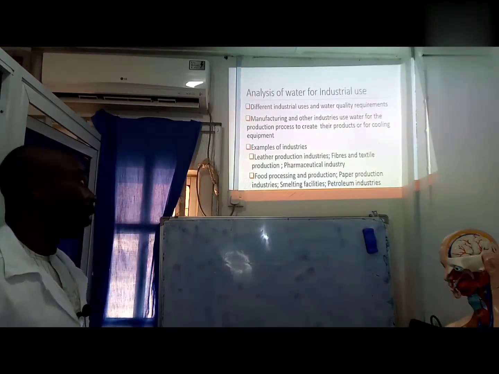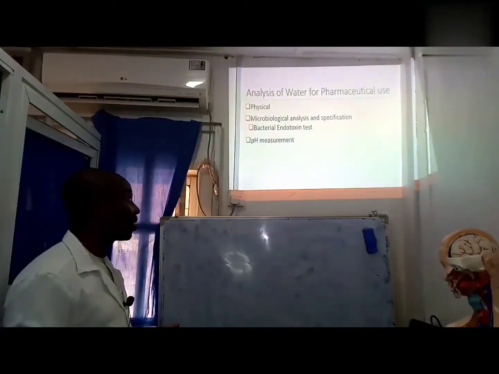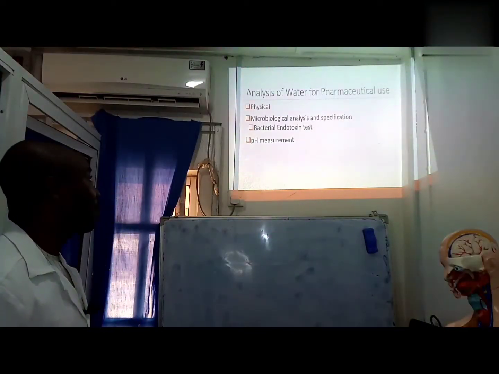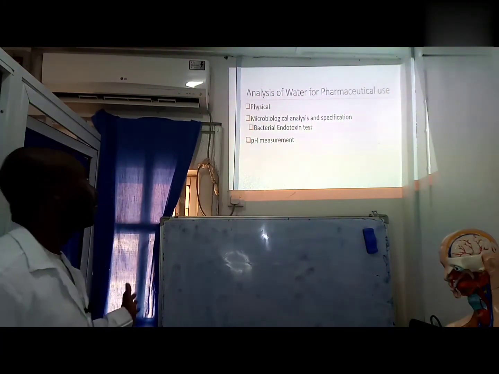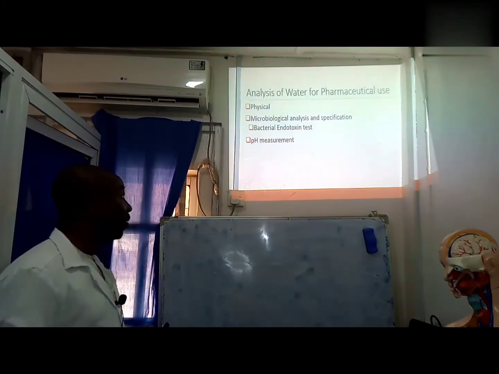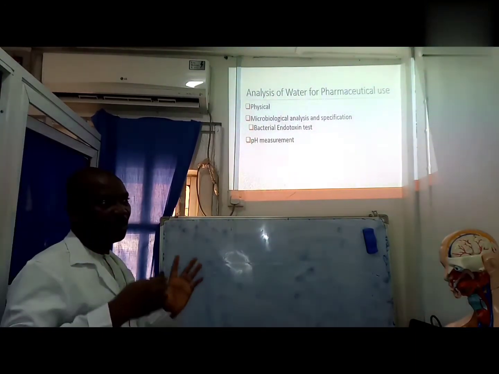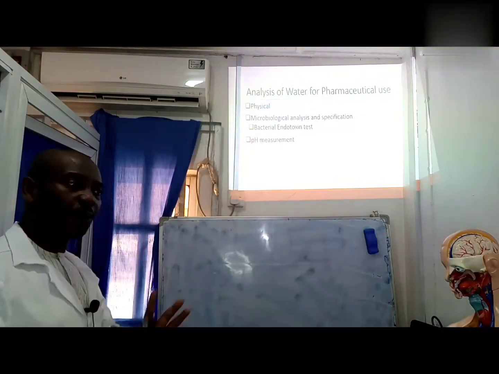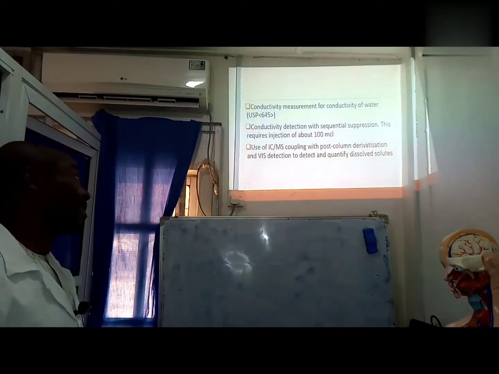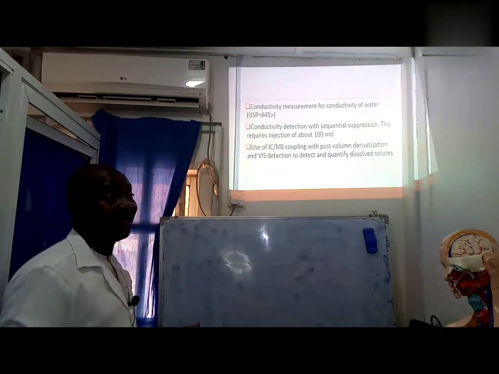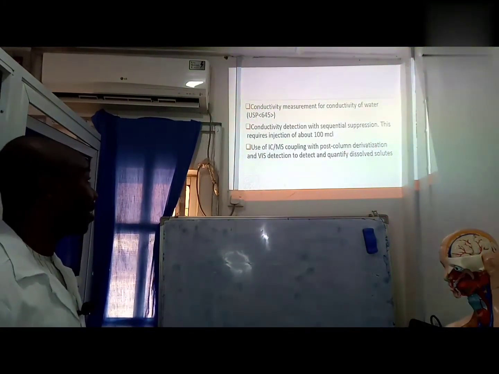We're going to pay more attention to the pharmaceutical industry, because this seems to have more stringent conditions or requirements. So analysis of water for pharmaceutical use includes physical and microbiological analysis, pH measurement, and all of that. All of this has to be put into consideration when we are analyzing water for pharmaceutical use. Activity measurement is also a must in water for injection or water for pharmaceutical use.